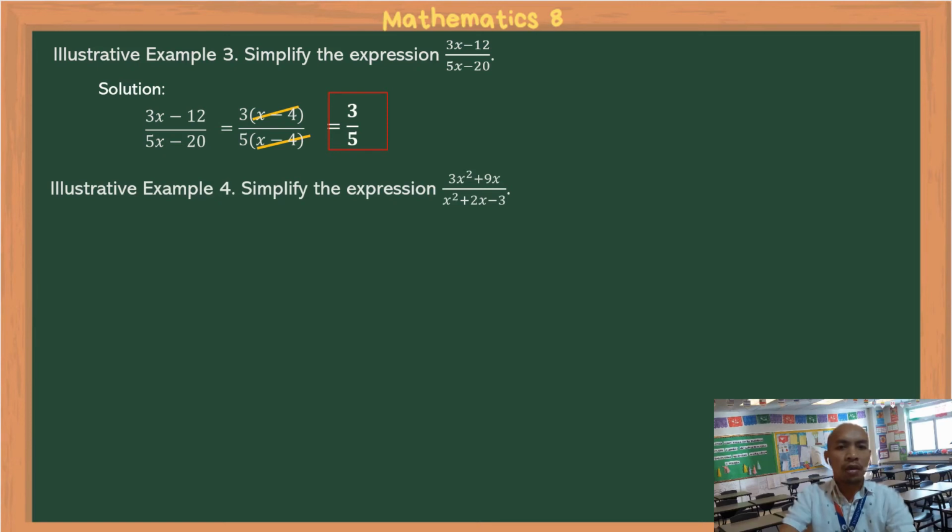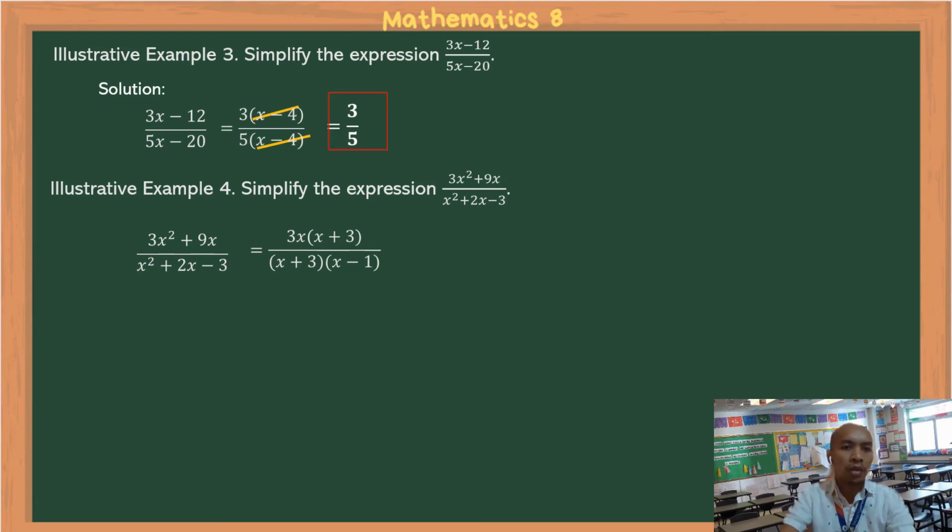Next example. Simplify the expression 3x squared plus 9x all over x squared plus 2x minus 3. In this case, our numerator will be factored using common monomial factoring, and our denominator will be factored using factoring general trinomial. So the common monomial factor of 3x squared and 9x is 3x. How do we get 3x? 3 is the common monomial factor, or the GCF, of 3 and 9. For x squared and x, we take the variable with the lowest exponent. So we take x.